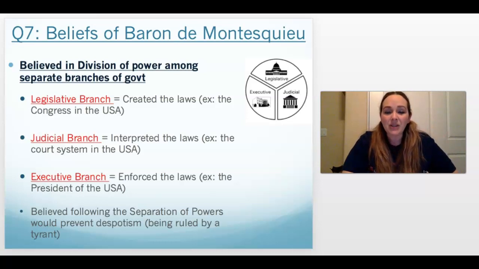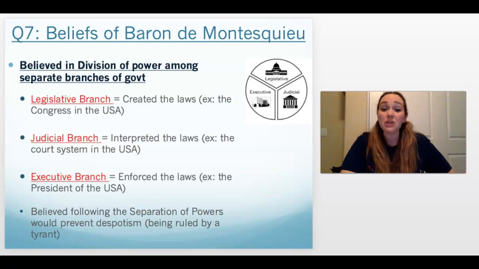We have the judicial branch. The judicial branch interprets the laws. That's the court system, deciding if someone broke a law or not, or if a law is legal or unconstitutional for any reason. So in the United States, that would be the federal Supreme Court, and any other federal courts that we have in the country are all part of the judicial branch.